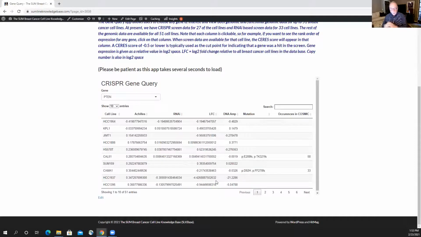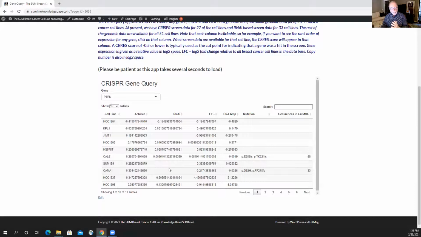Now, in the case of tumor suppressor genes like PTEN and TP53, the Achilles screen data really don't mean anything because we can't really identify tumor suppressor genes by knocking them out in this sort of straightforward version of the screen. So here you're really mostly interested in mutations and relative expression.